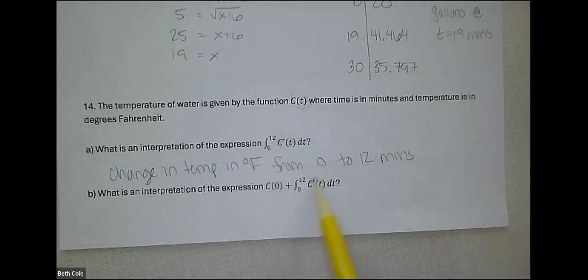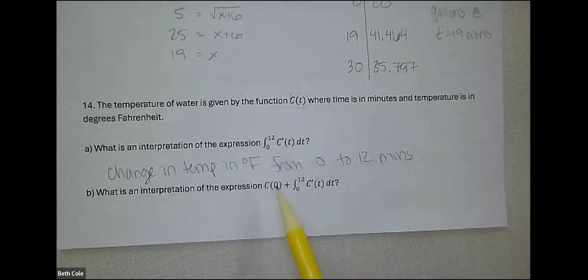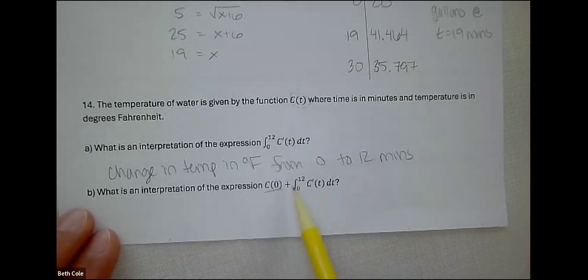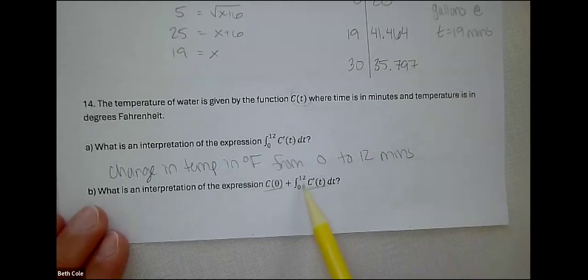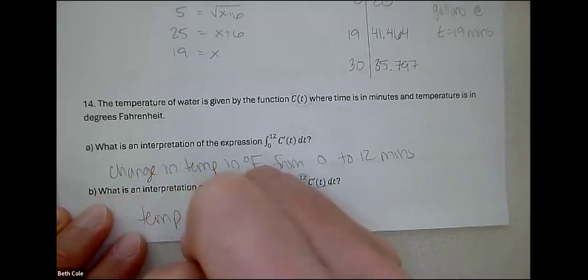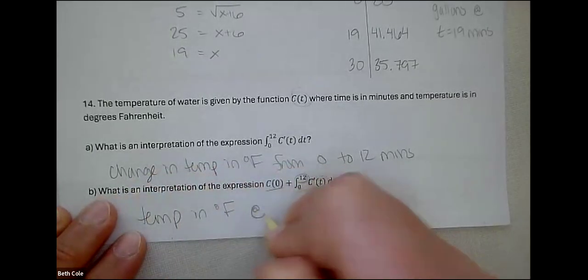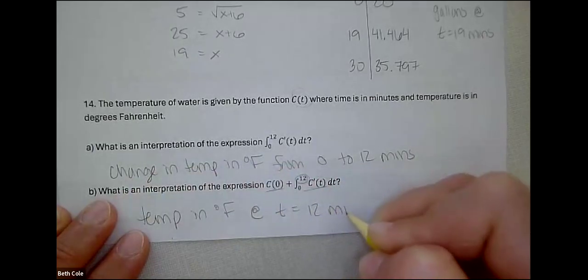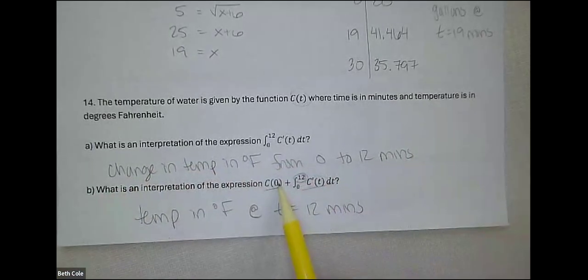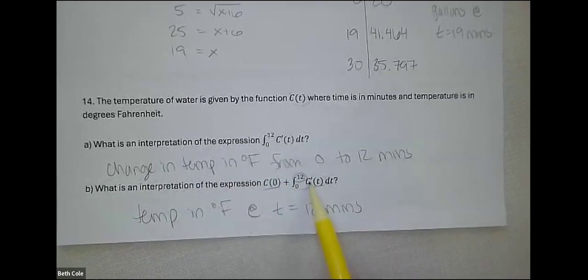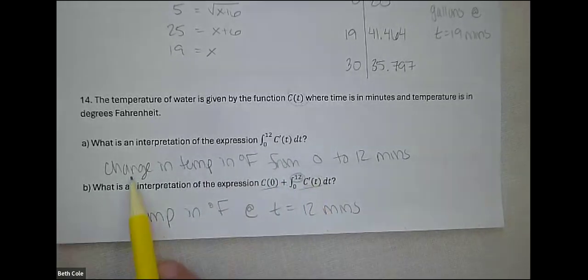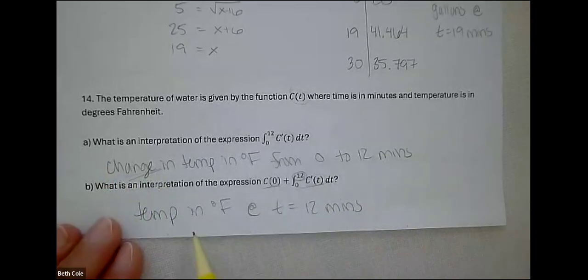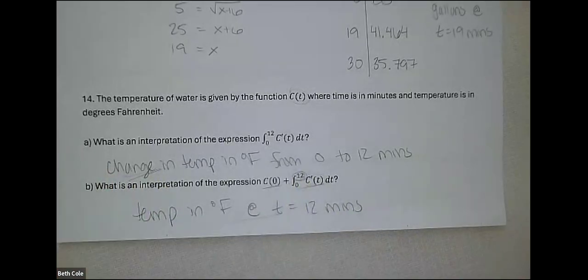Now, this is almost the same thing. You have this change, but it's where you started. So if you take where you started plus however much you changed, that gives you your temperature at that time that you ended up with. So this is just going to be the temperature in degrees Fahrenheit at time 12 minutes. So again, if I take the temperature it started out at, whatever degrees, and I add the amount of degrees that it changed, then that's going to give me where I end up at the end of those 12 minutes.